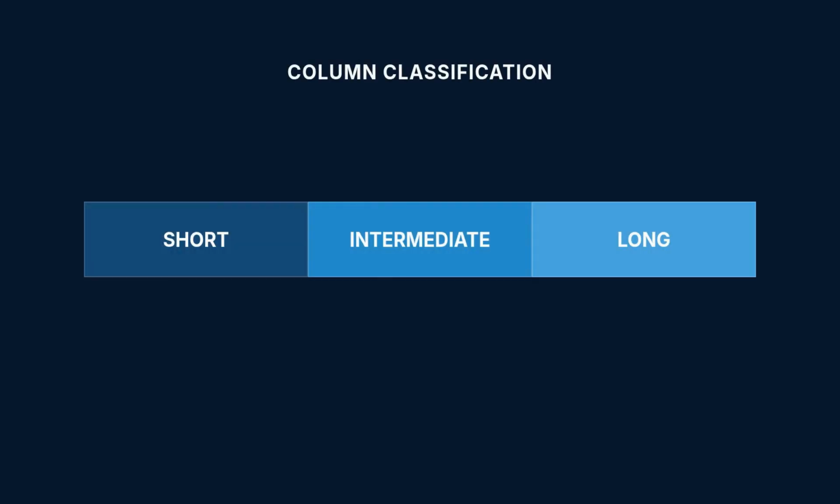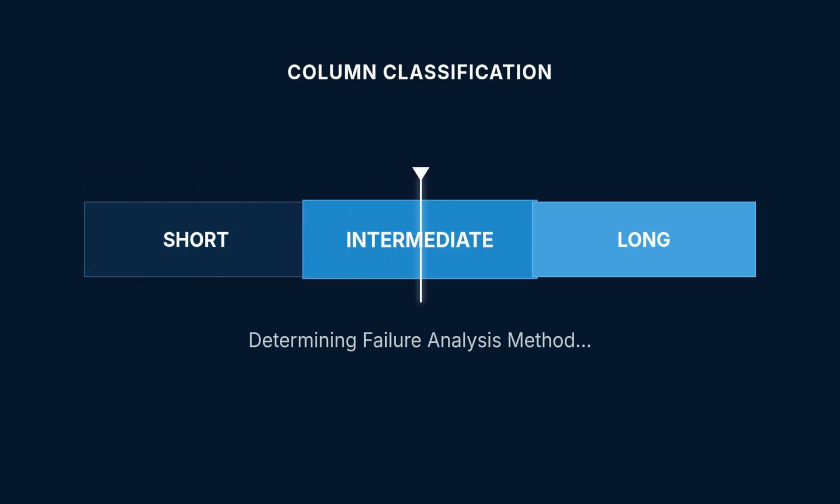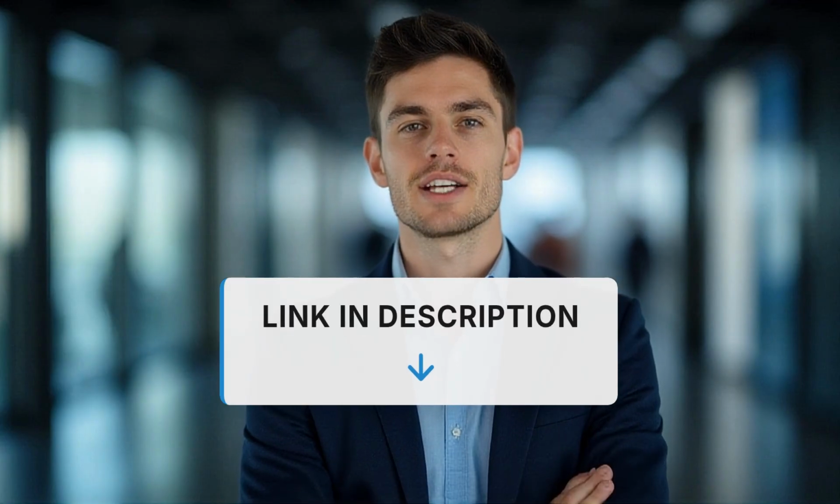These outputs tell you whether your column is short, intermediate, or long, critical for selecting the appropriate failure analysis method. Remember, many engineers forget to account for the correct K factor when calculating effective length, leading to dangerous underdesign.